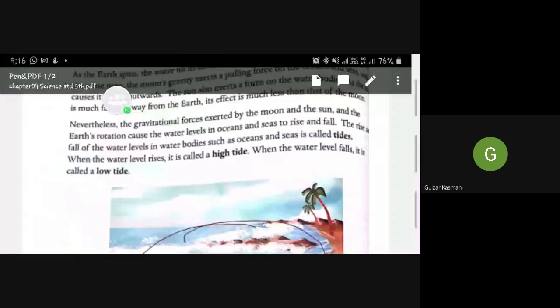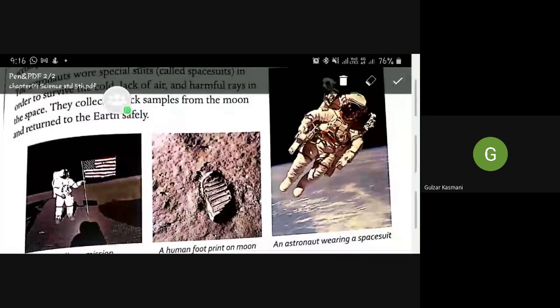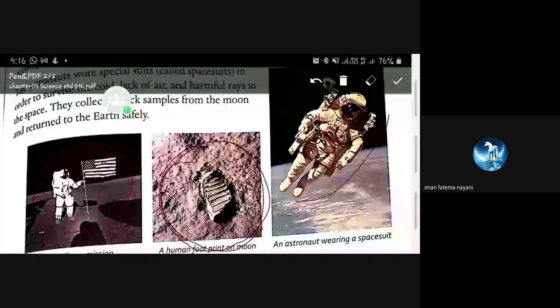So this is Neil Armstrong, who put his foot on the moon, and Edwin and Michael accompanied him. This is the first human footprint. And the first Indian woman to land on the moon is Kalpana Chawla.